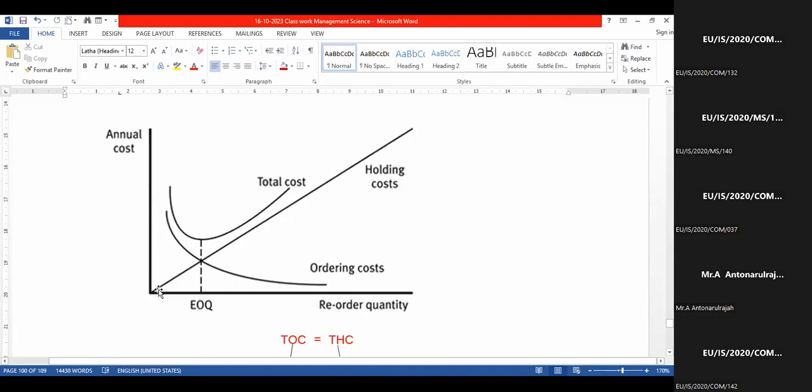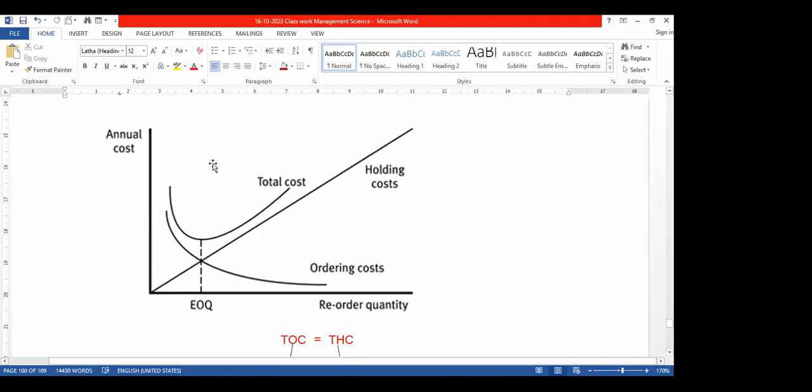The holding cost: when the quantity increases, stock holding cost will increase. So it shows as a 45-degree line, not exactly the same, but it shows that. So the total cost shape is like this, right? Now you see that.